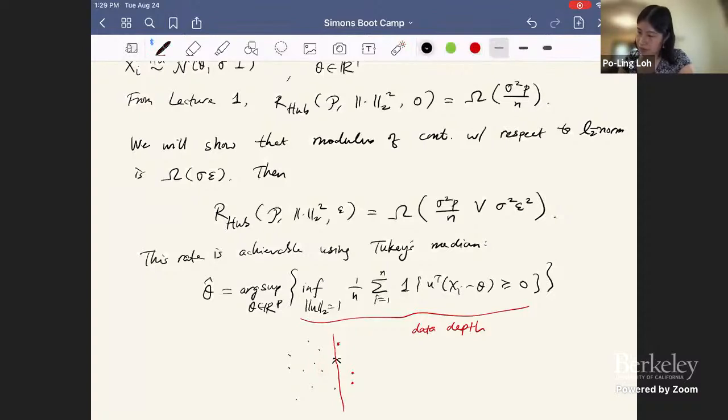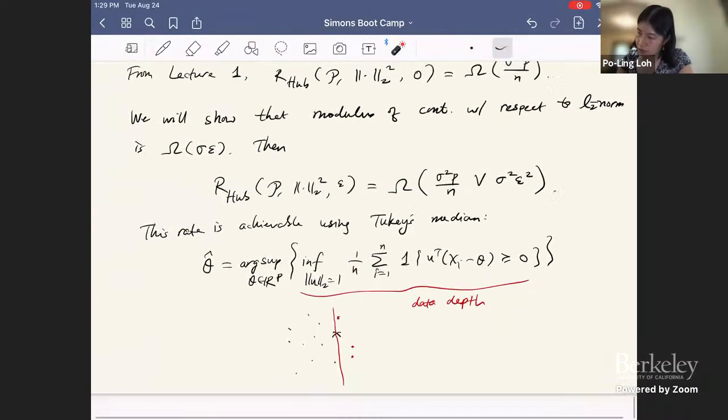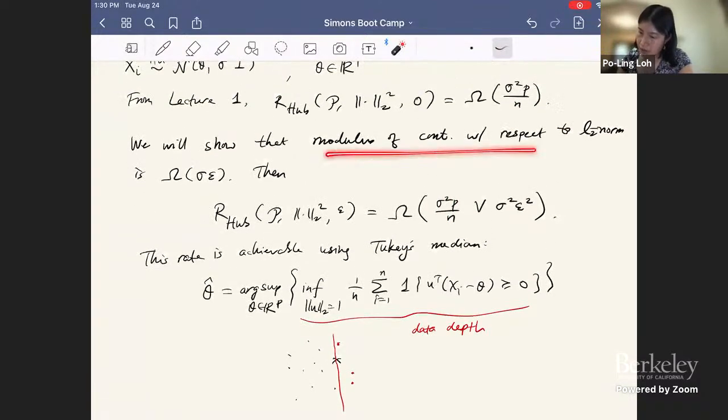Okay, so it turns out that this rate is indeed achieved by an estimator, which is Tukey's median. Maybe just interpret this rate. It tells us that depending on the level of contamination, we either get the usual rate or we get something that just depends on epsilon. If we had infinitely much data, then the first term would go down to 0, and the rate would just depend on epsilon. Otherwise, if epsilon is smaller than root p over n, then it's as if the contamination wasn't there.